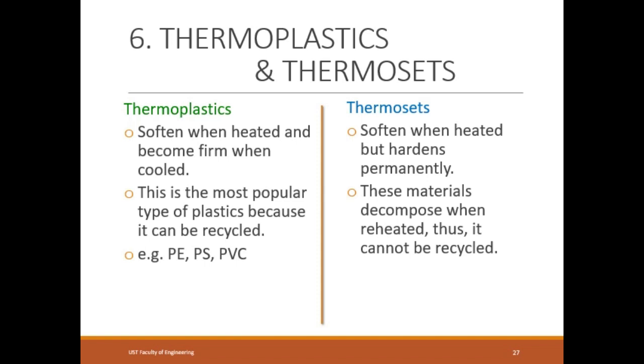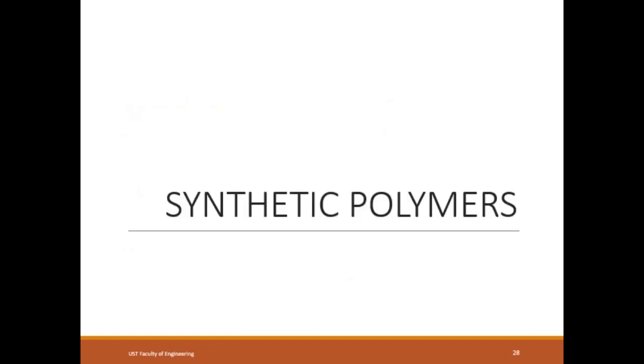Examples of thermoplastics are polyethylene, polystyrene, and polyvinyl chloride. On the other hand, examples of thermosets are vulcanized rubber and bakelite. All these examples are synthetic polymers, and this is going to be our topic of interest for the next following slides. At this portion of this lecture video, let's familiarize ourselves with the different synthetic polymers.